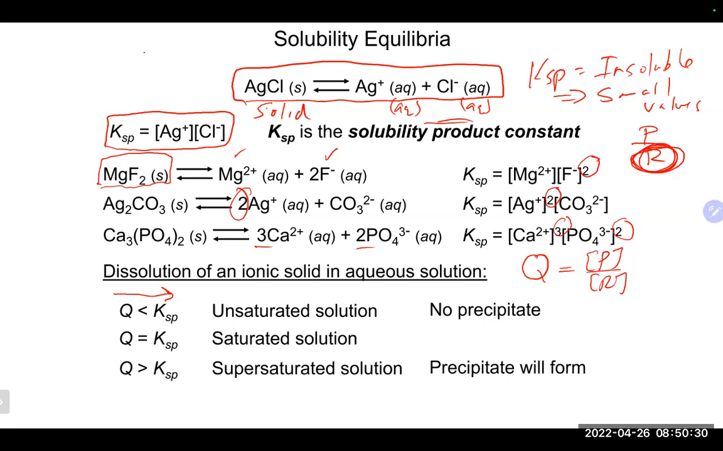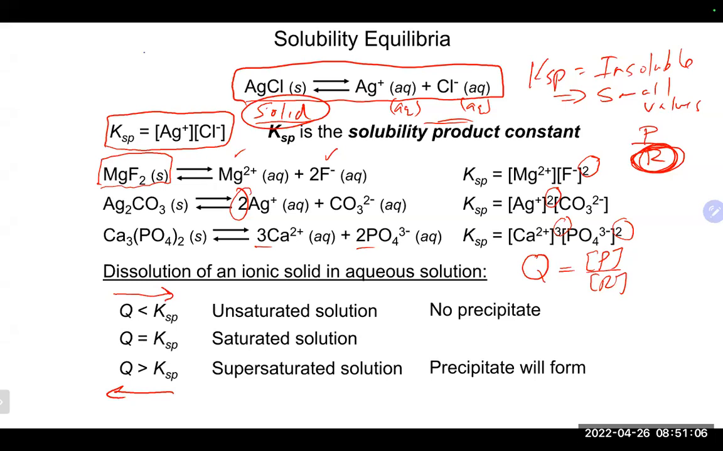That pushes you over to the last situation, which is Q greater than the Ksp, which means it would point to the other side, the solid side. In this case, you would have a supersaturated solution, which means you definitely would expect a precipitate to form. Technically speaking, if you're dead on a saturated solution, you probably would not have a solid form unless you added one more grain of it, and then you would start to see a solid form.